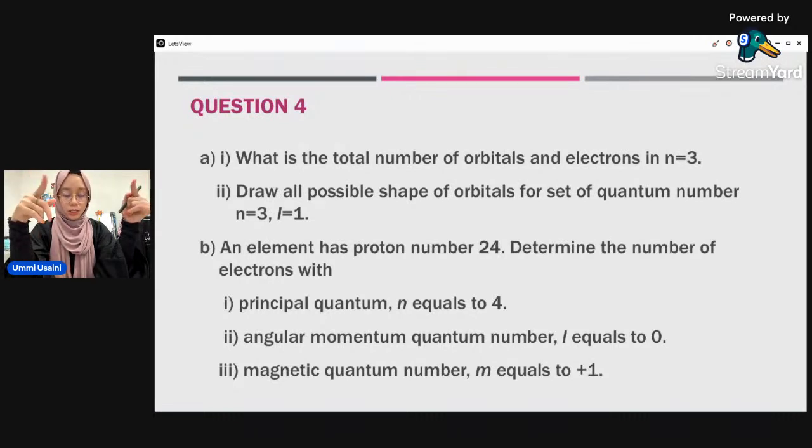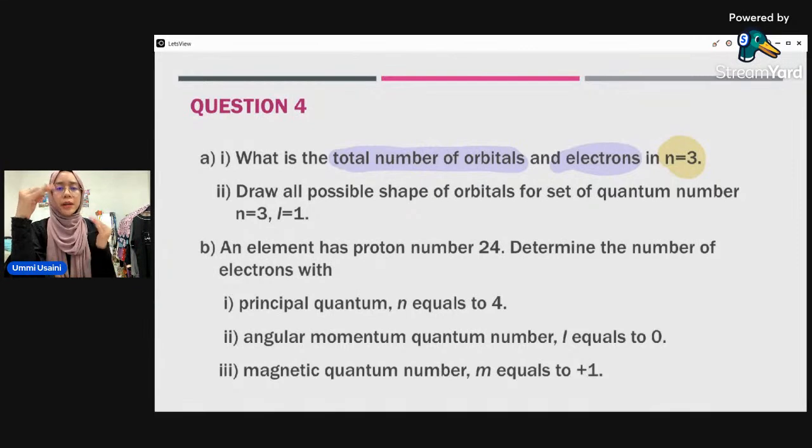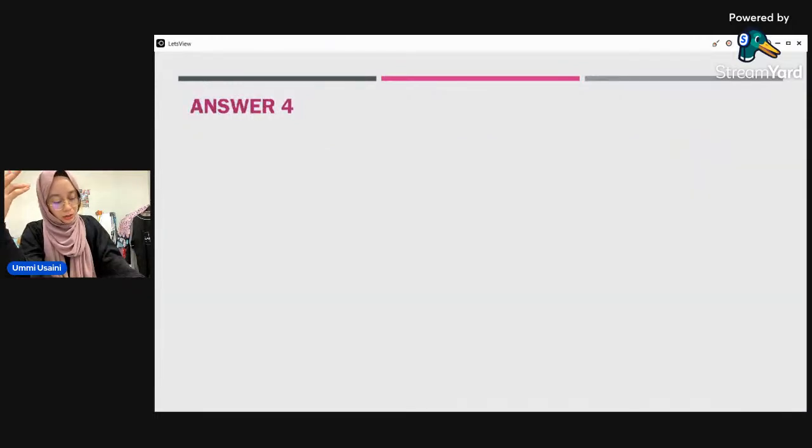Okay, so let's go back to Roman 1 first. So for this Roman 1, the total number of orbitals, that is one question. And the other is the total number of electrons, specifically in n equals to 3. Okay, so you have to identify first, in n equals to 3, what orbitals are there? Okay, because when n is equal to 3, class, this is Roman A.